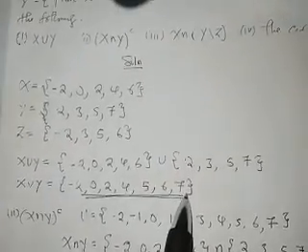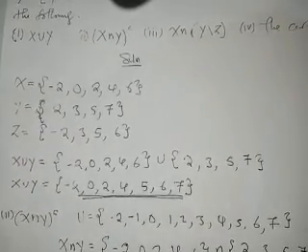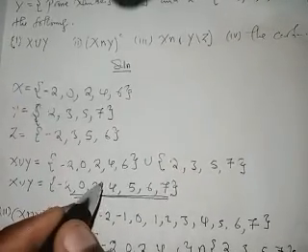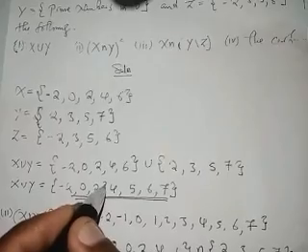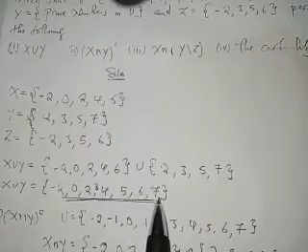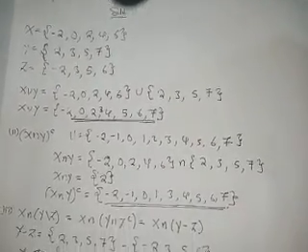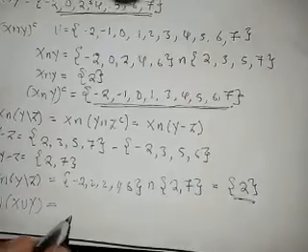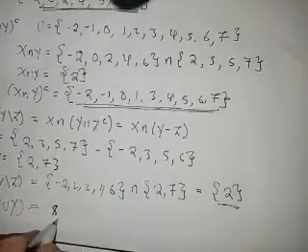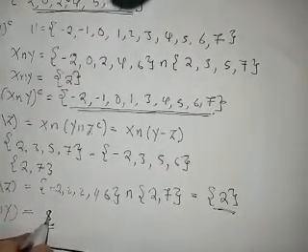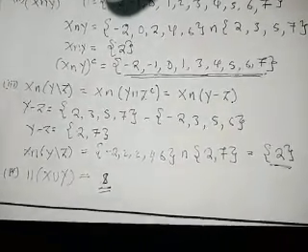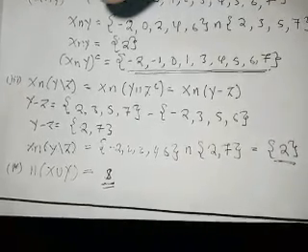One number is missing in x union y. We forgot 3 here. Apologies for that. So 1, 2, 3, 4, 5, 6, 7, 8. Include 3 here, so the number of elements in x union y is 8. So this is the answer to question 1 of tutorial sheet 1 of MSM 111.